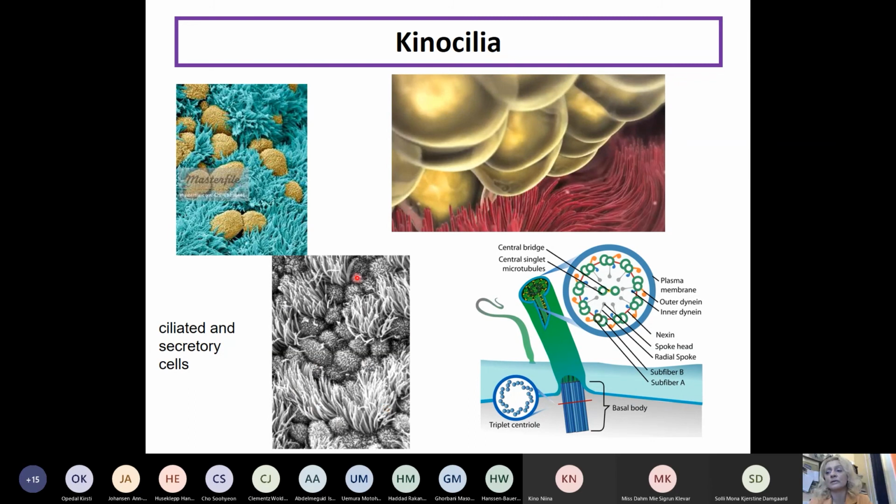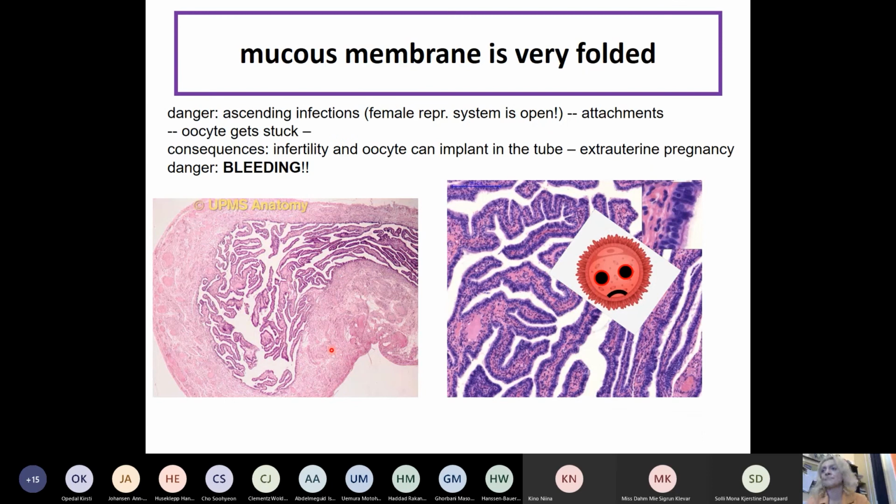This is the surface with the scanning electron microscopy. You can see the cilia and the non-ciliated peg cells. As you may remember, and you can see from these slides, it's very, very folded. It's a very folded surface. And if you have such folds of the mucous membrane, you can imagine that the big oocyte traveling there can get easily stuck, okay?